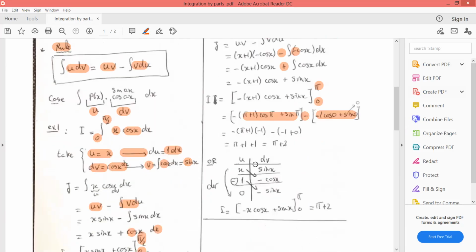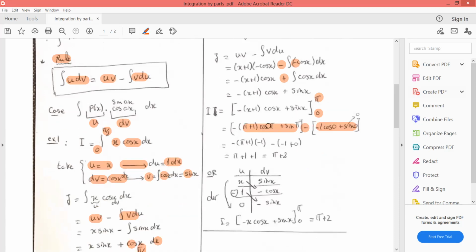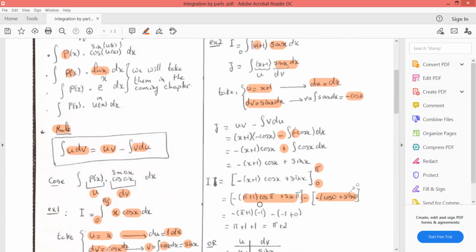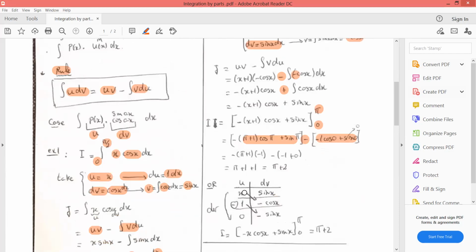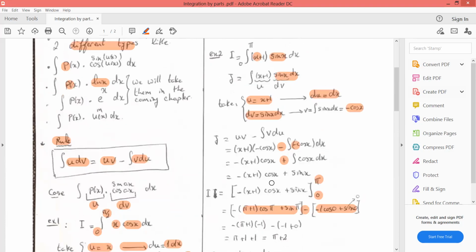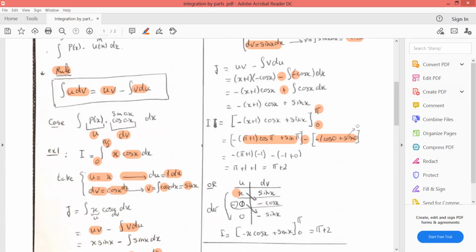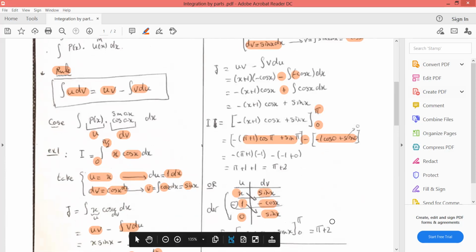Or we can do it by table. I take u, which must be x plus 1, not x, with dv being sine x. The derivative of x plus 1 is 1, and the derivative of 1 is 0. The integral of sine is minus cosine, and the integral of minus cosine is minus sine. Then we multiply diagonally: this one times that one minus this one times that one. Okay, and we get the result.